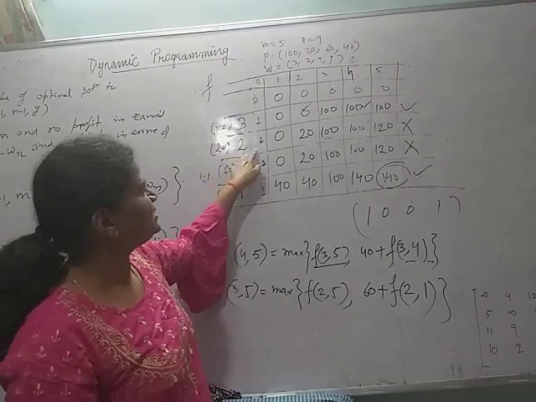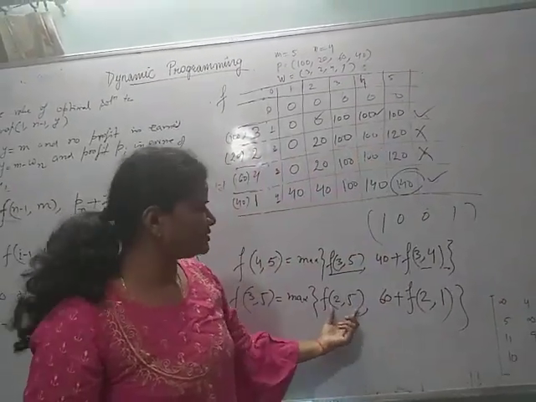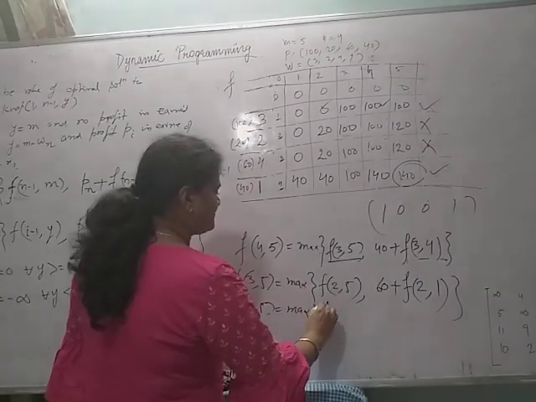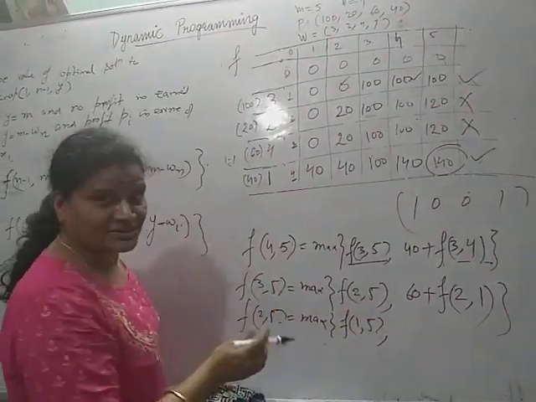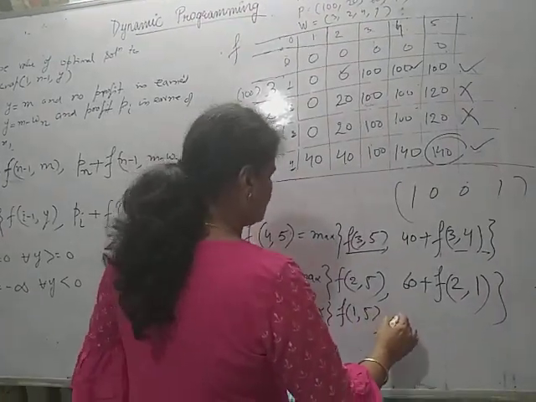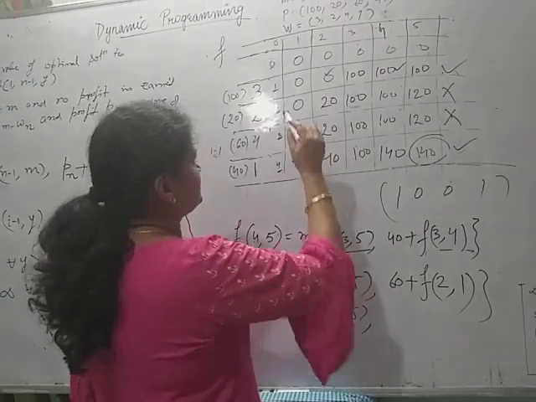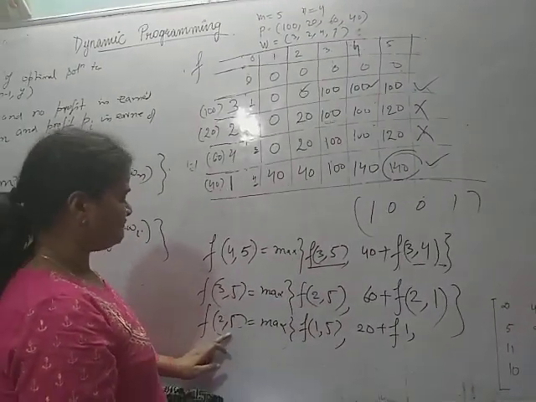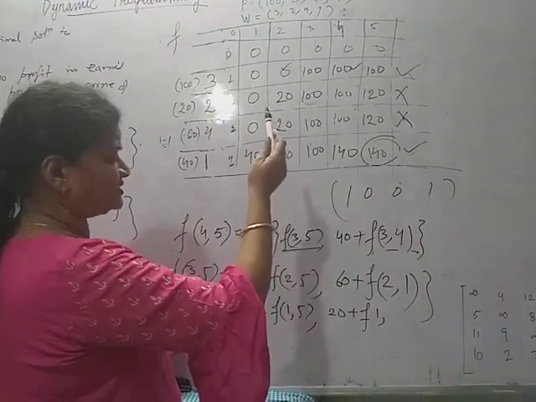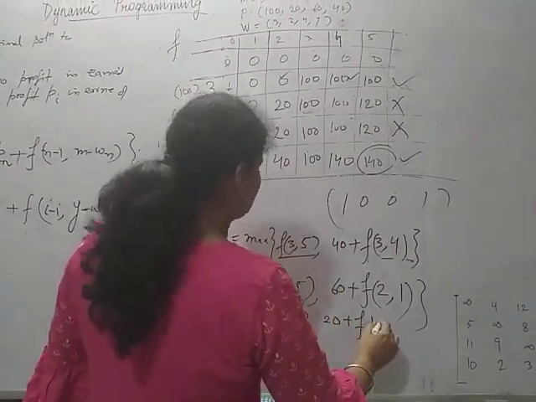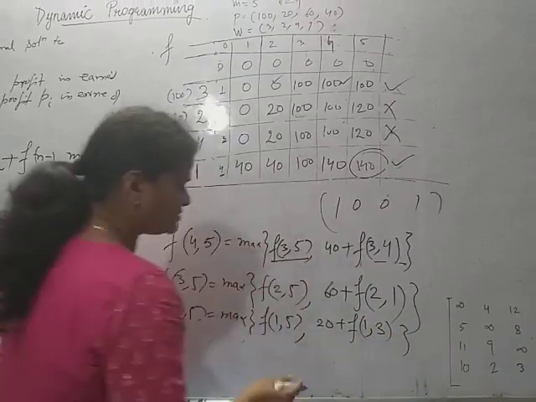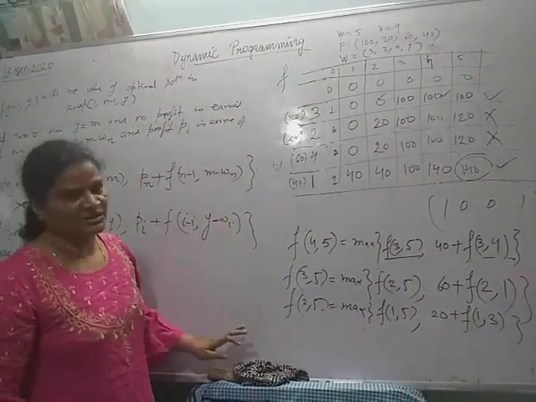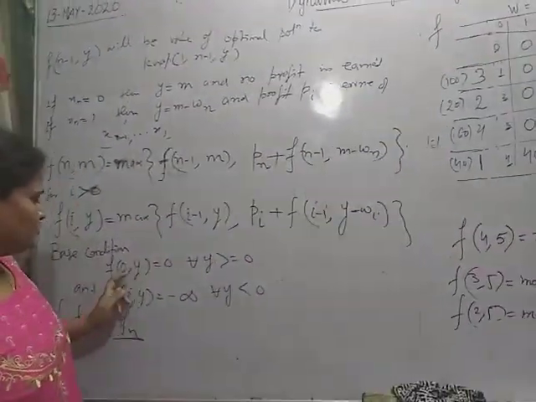The values of f(2, 5) will already be computed here; for the second object, the value of f(2, 5) is 120. Suppose I am computing f(2, 5) to check whether it is correct or not. Excluding the second object gives f(1, 5), and the profit earned with the second object is 20 plus f(1, 3), since 5 minus the weight of the second object, 5 minus 2, is 3. So you have to do more computation, and then you can check it; all the entries will be the same as this table. For this recurrence relation you use these terminating conditions.